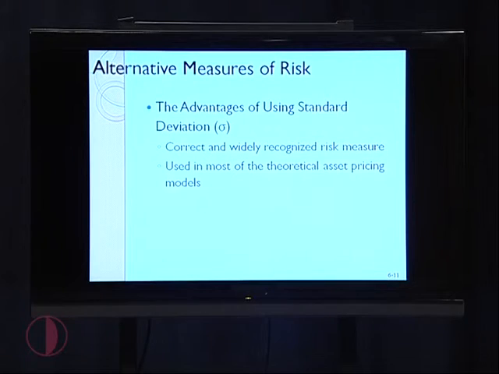In fact, there are many advantages to using standard deviation as a measure of risk. If we look at the literature review, many empirical studies used standard deviation to measure the risk. It is used in most theoretical asset pricing models. Many theoretical asset pricing models use standard deviation to measure the risk. It is a correct and widely recognized risk measure and gives us a good index to measure the risk.